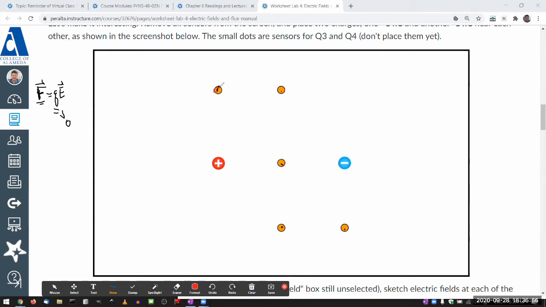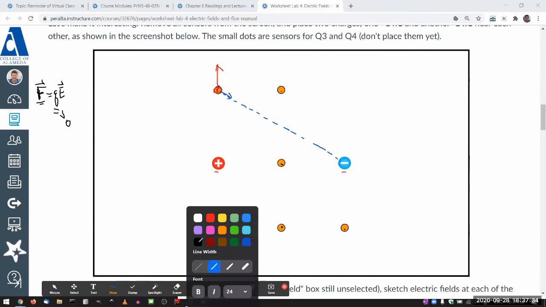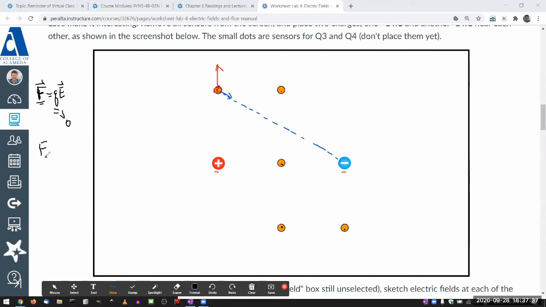For this test charge here, I can figure out the forces due to each of these source charges. So this positive source charge would produce a repulsive force that points that way. And this negative charge would exert an attractive force that's along the line connecting the two towards itself. Now, you should be a little bit careful about the magnitude. The magnitude here should be smaller than the magnitude from the closer positive charge, because I hope you are remembering in the back of your mind Coulomb's law, which describes the interaction between two point charges as being inversely proportional to the square of the distance.